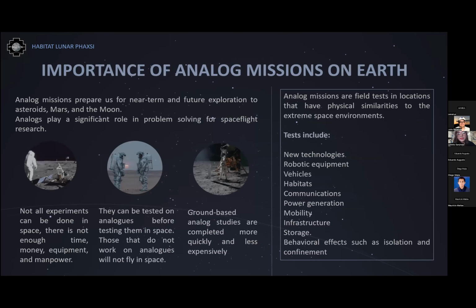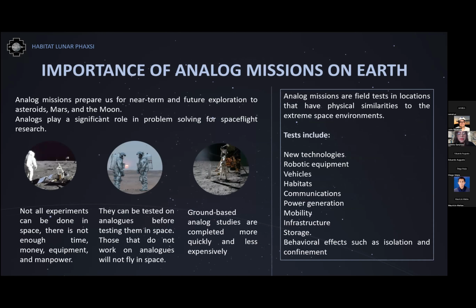The importance of analog missions, which belong to the very near future in which humanity can reach other celestial objects, is that we prepare for the future, where we create analog astronaut missions and analog astronaut teams, where we carry out experiments to contribute to the space area. Then we see three objectives of the analog missions.